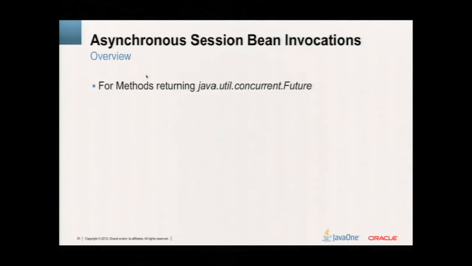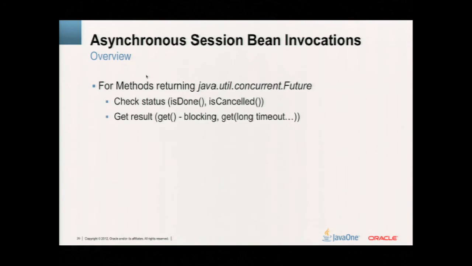So now for methods that are using java.util.concurrent.Future, you have the ability on the future to check the status, whether the call has been completed or if it's been canceled. You also have the ability to get the result like we saw. You can do a blocking get, as well as a get with a timeout if you want a timeout after waiting for a certain amount of time. Now, there's also the ability to retrieve the exception. So your get call would throw an exception of type ExecutionException, and you can do a getCause on it to get to the underlying EJB exception.